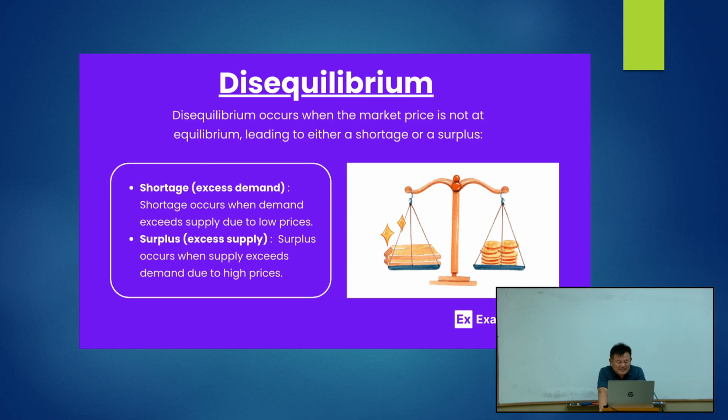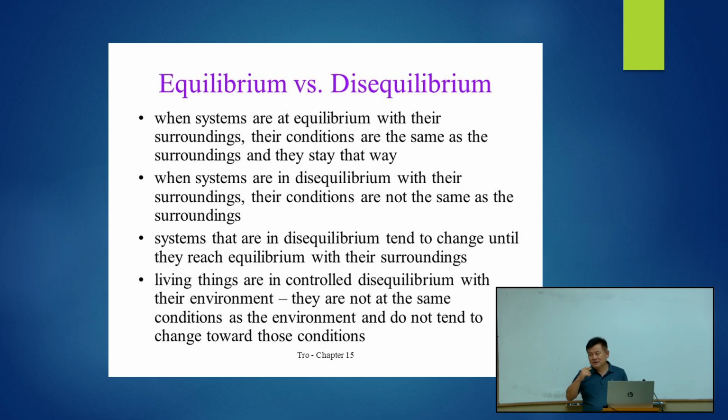So this is the disequilibrium image. What is the difference between equilibrium versus disequilibrium? When systems are in equilibrium with their surroundings, their conditions are the same as the surroundings and they stay that way. It means it's a theoretical condition. And when the systems are in disequilibrium with their surroundings, their conditions are not the same as the surroundings because it's fluctuating. Systems at disequilibrium tend to change until they reach equilibrium with their surroundings.